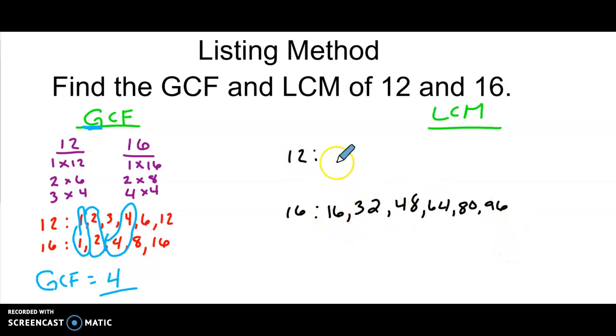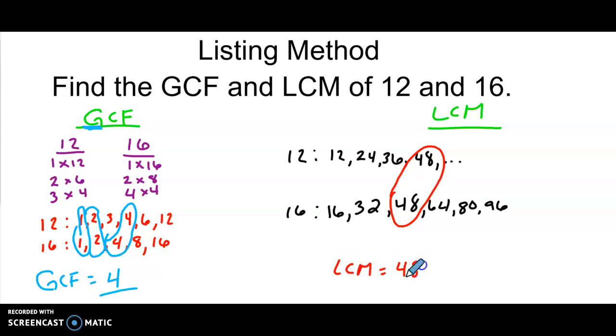So let's now go to 12. 12 times 1 is 12. 12 times 2 is 24. 12 times 3 is 36. I still don't see anything in common yet. 12 times 4 is 48. I can keep going, but I don't need to, because right here is the least of my common multiples. So my LCM is 48. My greatest of the common factors is 4, and my least of the common multiples is 48.